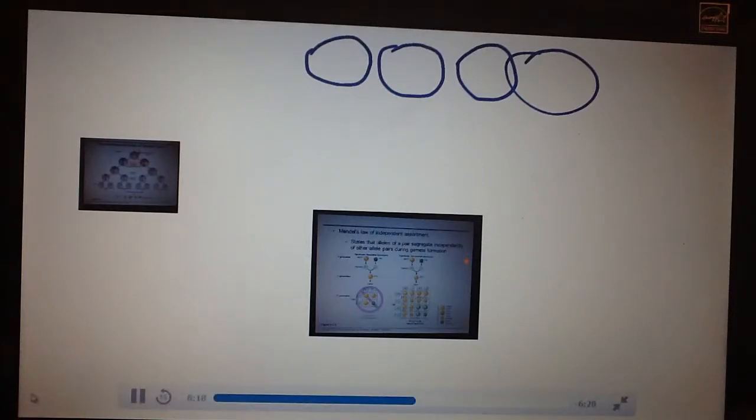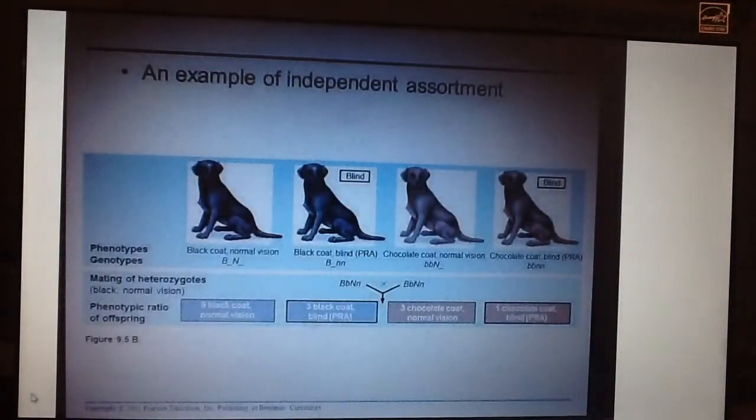Now, one of the real-life examples that currently exists is for Labrador retrievers or labs. It turns out that if you're looking to see, are they inherited together or separate, there is coat color, which you can be black or brown, and then there is blindness, whether you can see or you're blind. Now, what happened when they crossed the animals and they wanted to know is blindness, which is recessive, and chocolate coat color, which is also recessive.